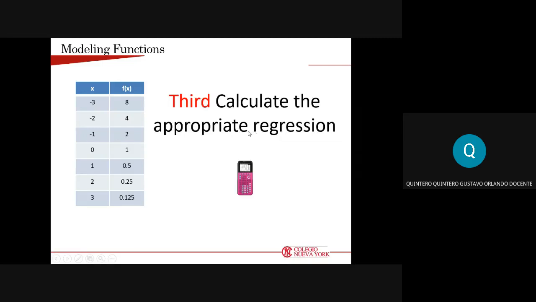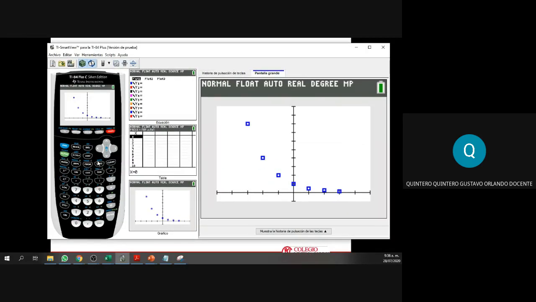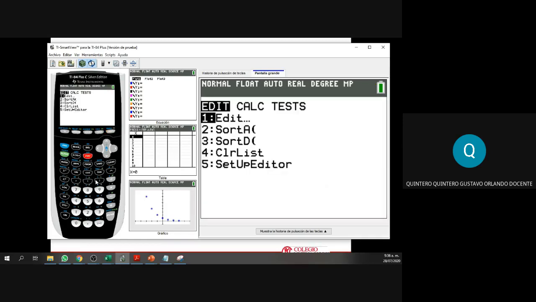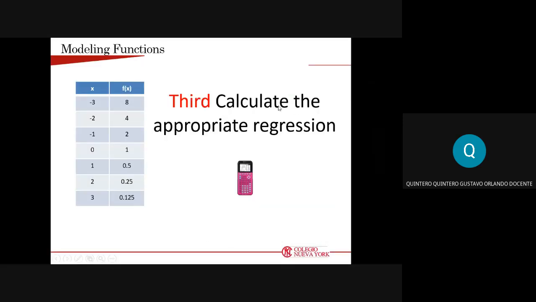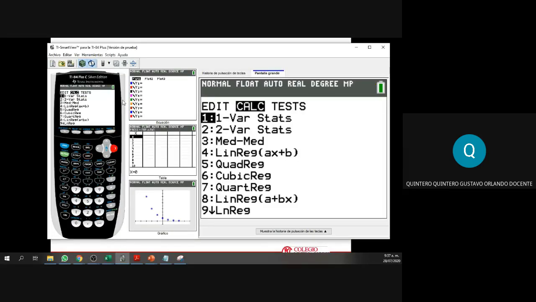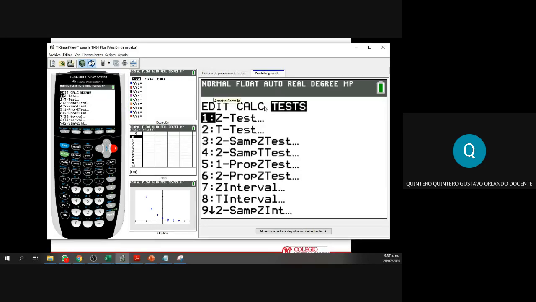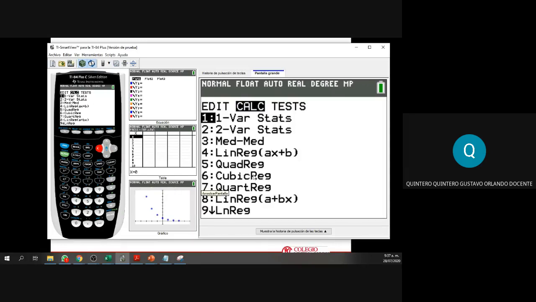For step 3, final step, calculate the appropriate regression. What do I mean by that? All right, take a look at this. We're going to do the third step. To do the third step, we're going to press the statistics button again, right? And since I said here that we want to calculate the regression, that means we're going to have to go to the calculate option. We don't want to run tests, so we don't want this option. We don't want to calculate, right? And look, if you go to the fourth option, we have lin reg.